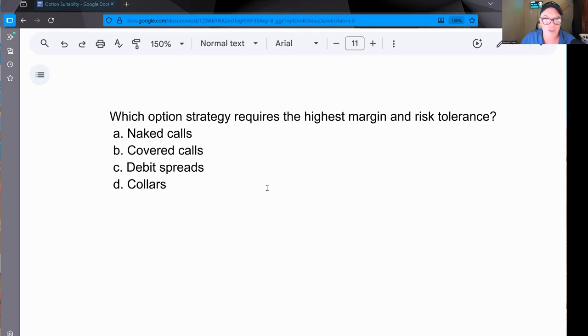Which option strategy requires the highest margin and risk tolerance? It's gotta be. Well, think about it. Covered calls are super good. Debit spreads, you can only lose what you spent, and collars are very risk averse. So naked calls have to be it. You're going to be putting down a lot of money for that, and you have a lot of risk because you have unlimited risk. Love it.